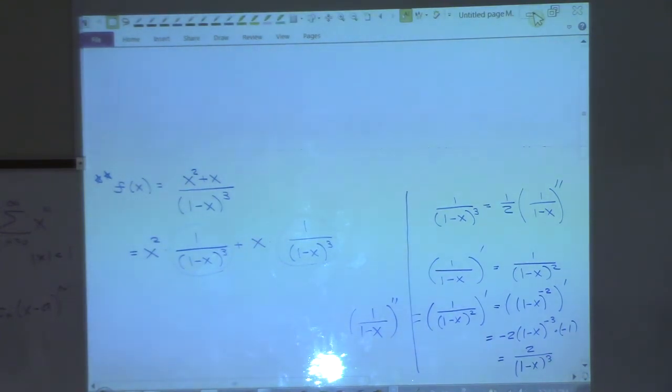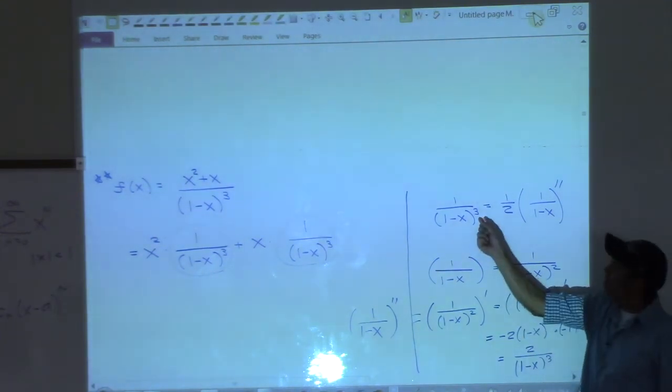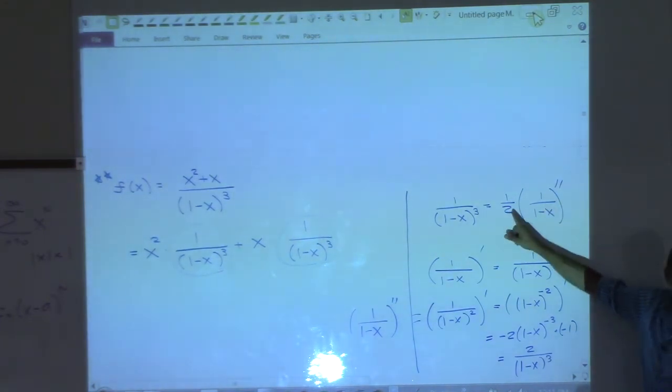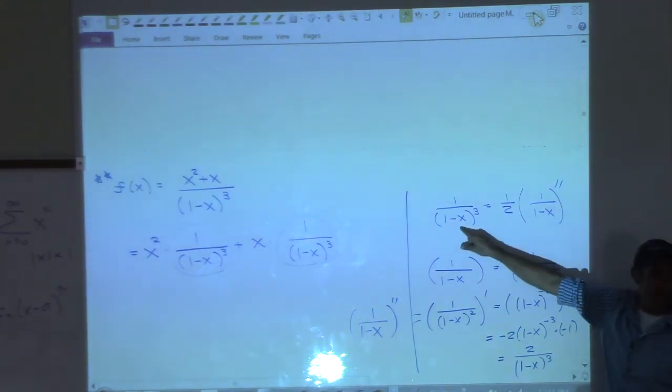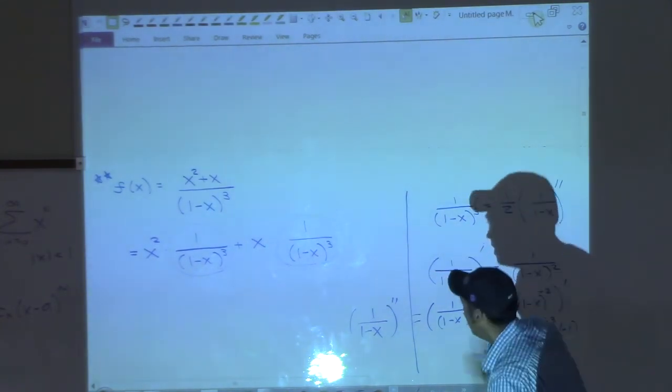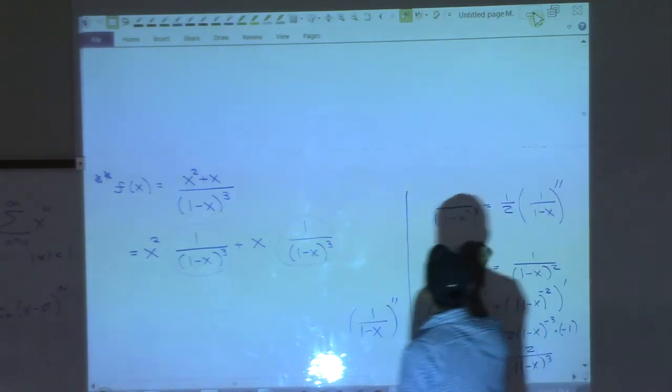But 1 over 1 minus x, that quantity cubed, is half of the second derivative of that, right? So what are we going to do? So we're going to be taking the power series for this and taking its derivative twice and then doing half of it. And that's what will replace that expression over there. Okay? So I need to do some more scratch work on the side here.